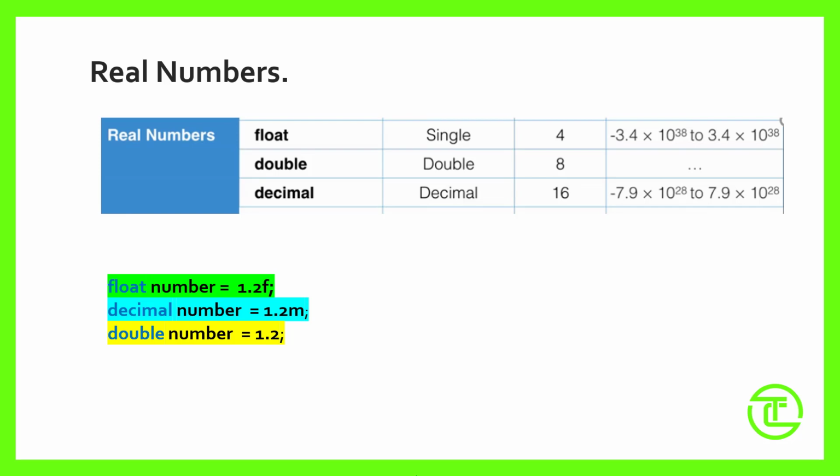And for the second line, you can see I am declaring a variable of a decimal type, and I am initializing it with 1.2m. And for the double number, I am initializing it with 1.2. Why do we have no suffix for a double type number? In C#, the compiler automatically picks the double type, and for float and decimal we have to tell the compiler which number is of a float type and which is of a decimal type. We use the suffix f to declare a float type, and for decimal we have to put m.